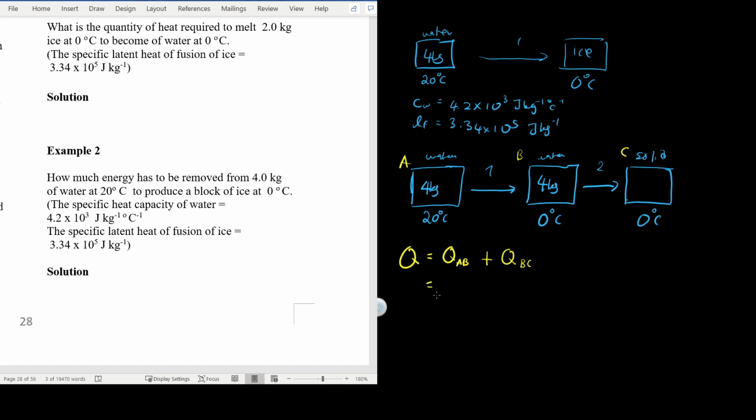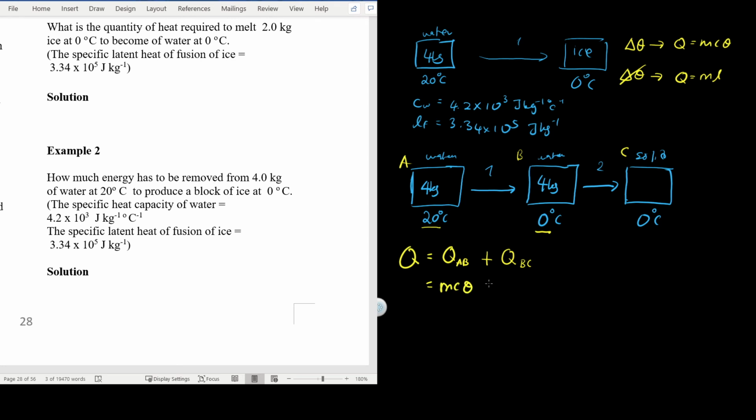Next we look into the individual processes. So from A to B, what you need to do is identify whether there is any change in temperature. If there is a change in temperature, you need to use Q equals mcθ. If there is no change in temperature, you can use Q equals mL. That's easy. So here for Q_AB, first check: is there any change in temperature? From 20 to 0 degrees Celsius, so there is a change in temperature, so you need to use mcθ.